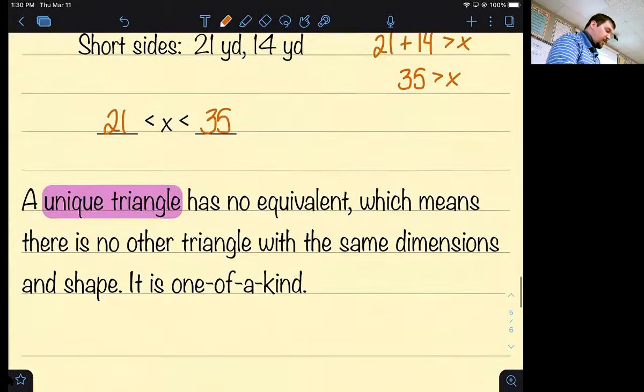And then a unique triangle, you're going to see that on the worksheet. If it asks you if it's a unique triangle, the definition of a unique triangle says it has no equivalent, which means there is no other triangle with the same dimensions and shape. It's one of a kind. And so if you get a question where it says, how many triangles could you form with these dimensions? How many different triangles could you form? The answer is either going to be, you could form many triangles, you could form one triangle, which means it's unique, or possibly no triangle at all.